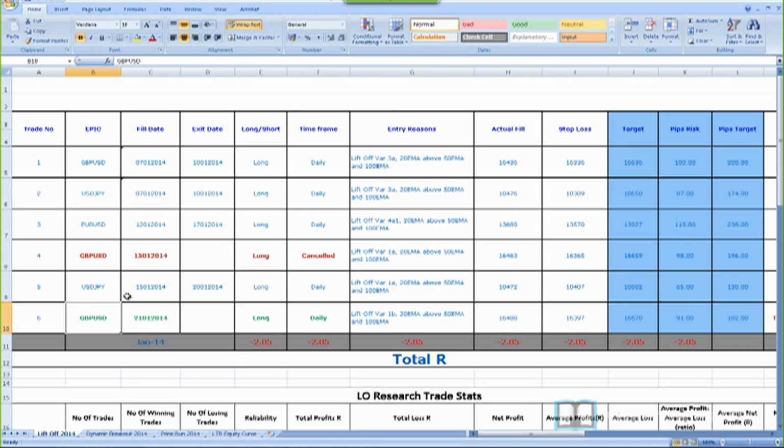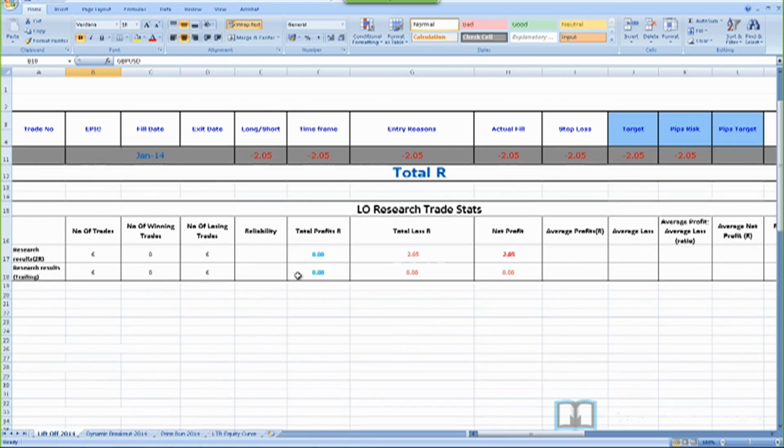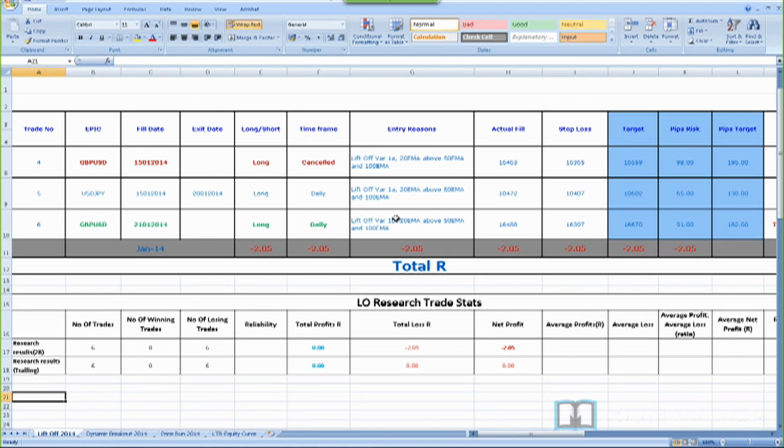So that's a basic description of the journal and how it works. In a nutshell, as I already mentioned, trades that are logged in blue like this are orders that have completed. So we're no longer looking at those anymore. They're not really relevant to us.